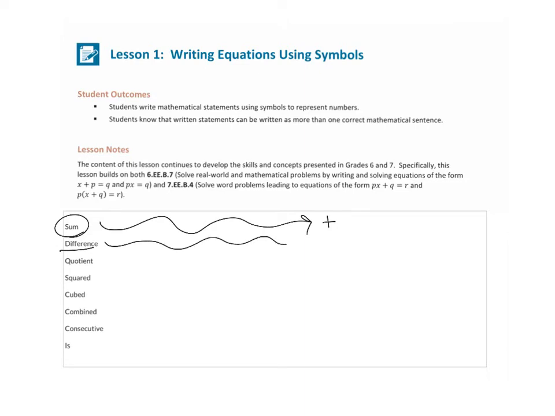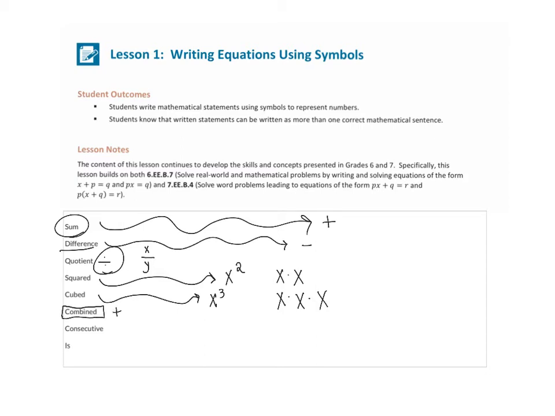Difference. When we see difference, we're going to be subtracting. Quotient means we are dividing. We're going to be using fractions more often than not, rather than this division sign. Squared. This is when we raise something to the power of 2. That's an exponent of 2. That's the same thing as saying x times itself. Remember, that does not mean x times 2. It means x times itself twice. Cubed is when you raise something to the power of 3, which means x times itself 3 times in this case. Combined is when we're taking two things and adding them together. So this is another word for addition.